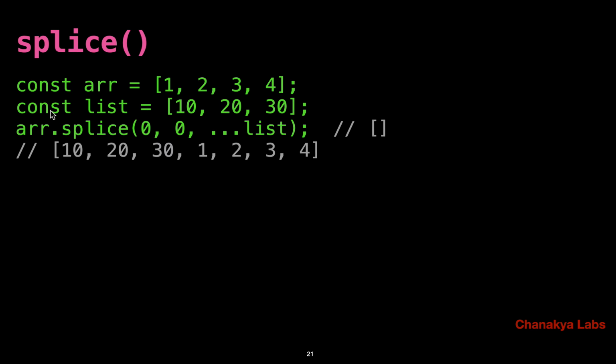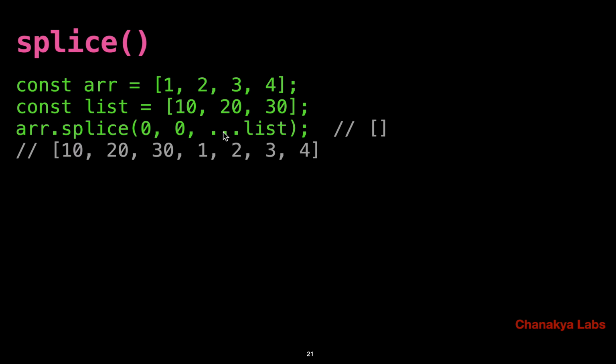Again, list is equal to 10 20 30. So triple dot list, what does it mean? It means take the contents of this list, 10 20 30, and spread it here. So this thing, 0 0 triple dot list, is as good as 0 0 10 20 30. If I know 10 20 30, then I will hard code it. But let's say I don't know what the list is, and it is created dynamically somehow, then it is a better way to use this syntax, and that's why you should know that something like this you can also do.